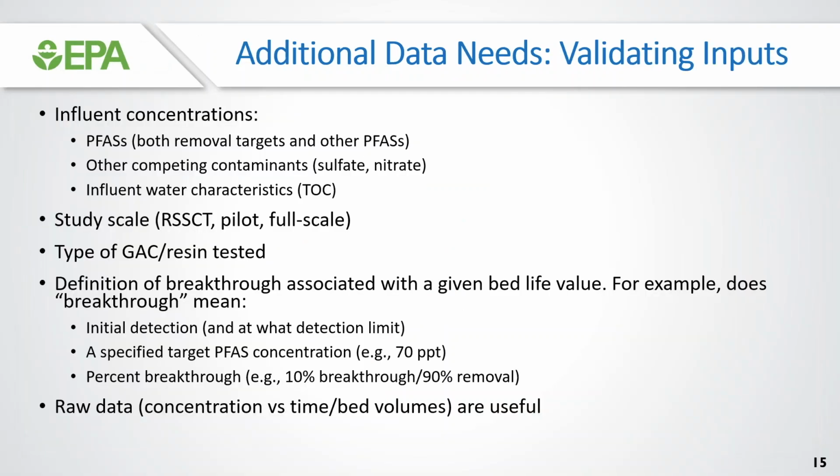One of the big challenges is we want to have more and more data, so we're collecting that data from more sources, including internally generating data about influent concentrations, because that's going to directly relate to how your system is going to perform. Other competing contaminants associated specifically with ion exchange can be important for how they relate to PFAS. Other influent characteristics, TOC specifically, and then certainly collecting data about RSSCTs, pilot scale, full scale.